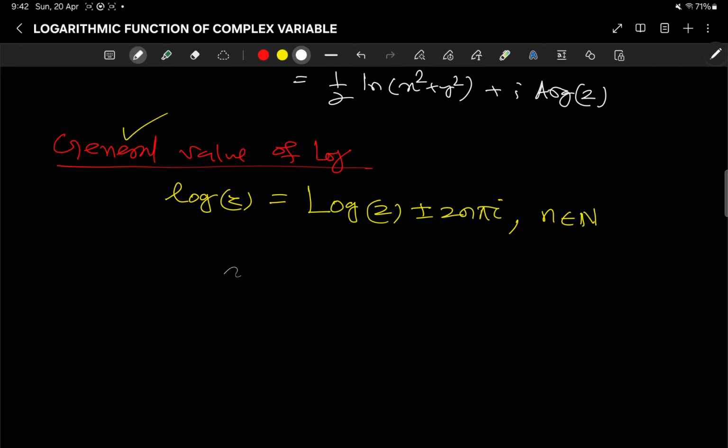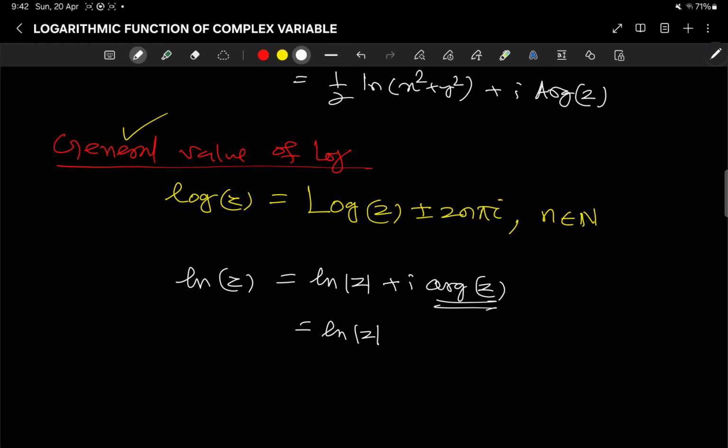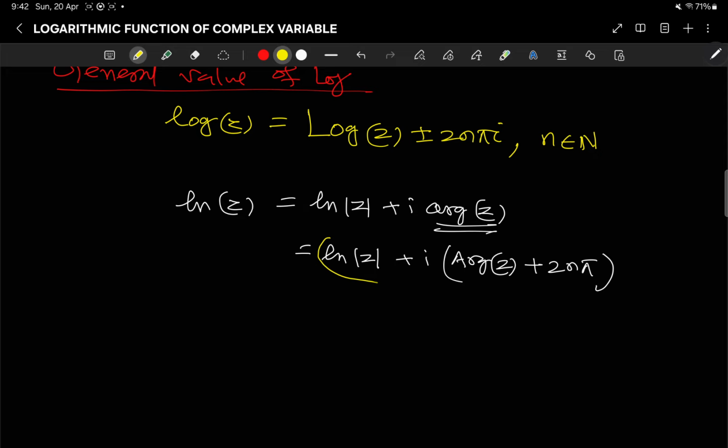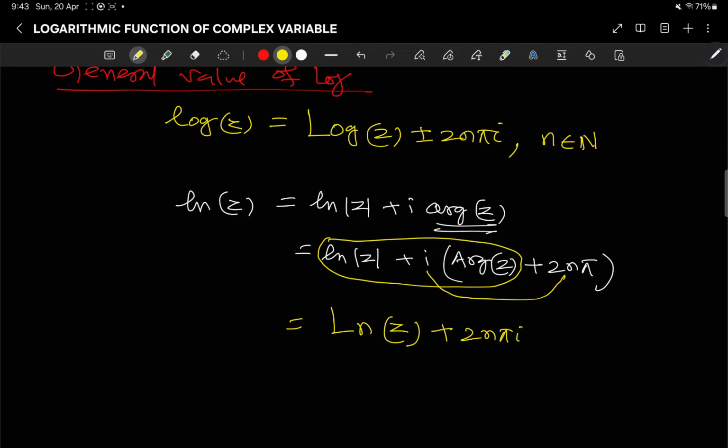It is because log z, if I write it, is ln |z| plus i arg z. So what is your arg z? This is equal to ln |z| plus i times (arg z plus 2n pi). Up to this it is my principal value, ln z, and this together with plus 2n pi i. Here n is an integer. Sorry, n is a natural number.